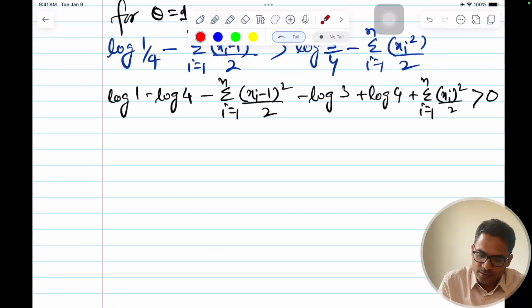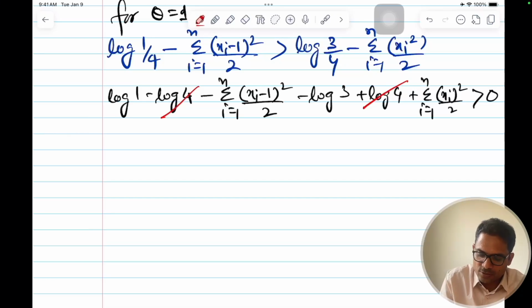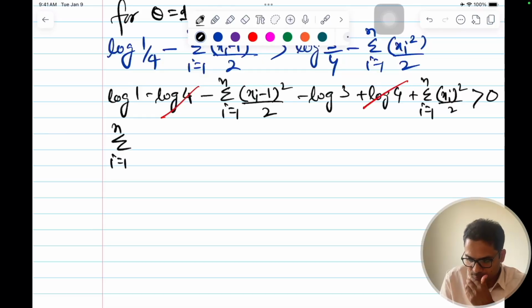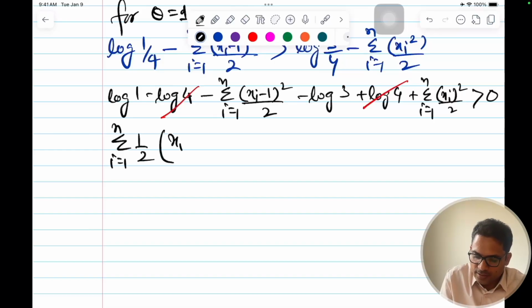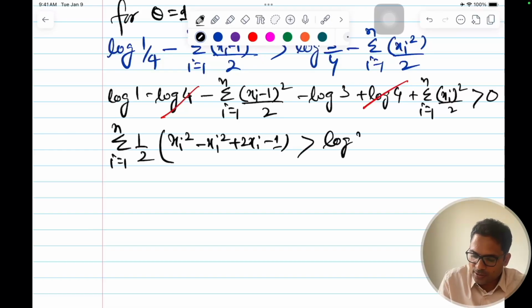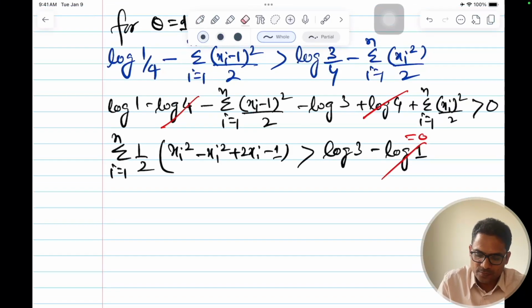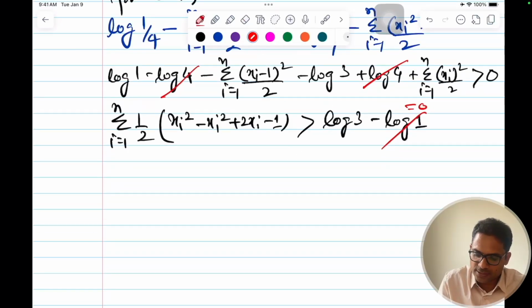Now let's cancel out some terms. Log 4 is there, log 4 is here, that will go. So this will become log 1 minus log 3. Sigma I'll bring here, i equal to 1 to n, and I'll bring all these terms together. Half I'll take common: xi square minus (xi square plus 2xi minus 1)... is greater than, I'll take back this side, log 3 minus log 1. Log 1 is 0, so we'll get rid of that. So this is greater than log 3.